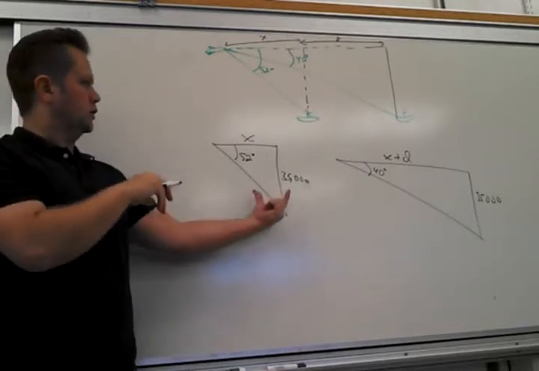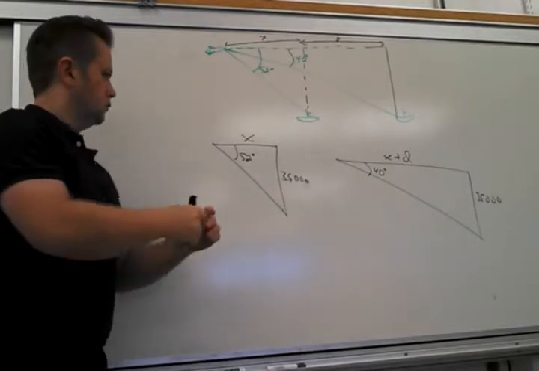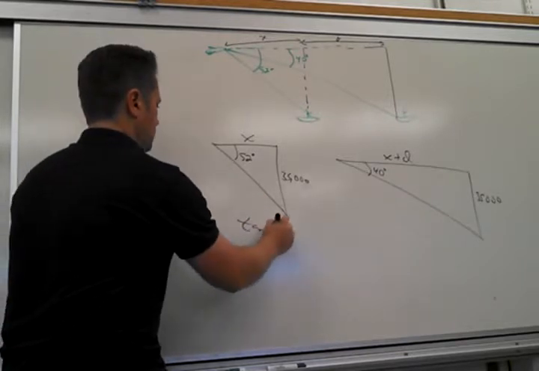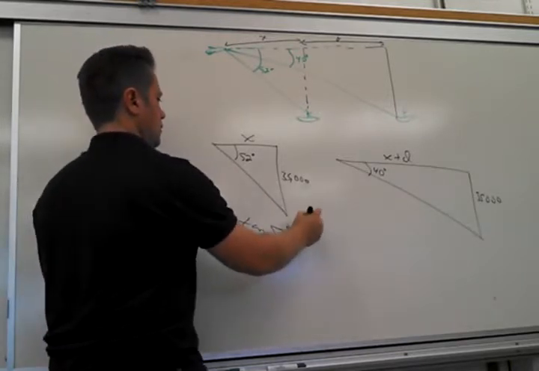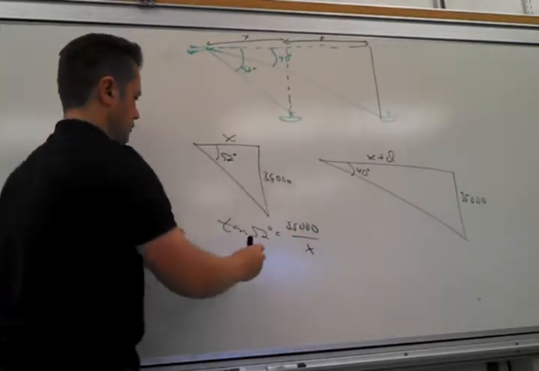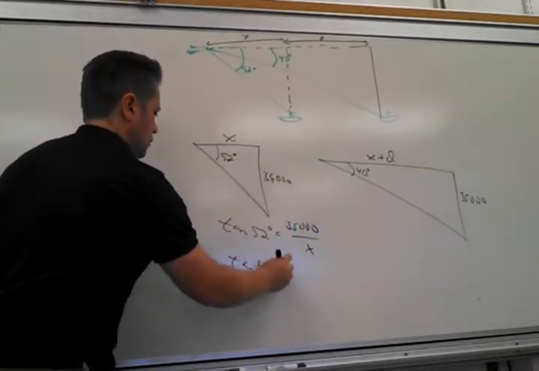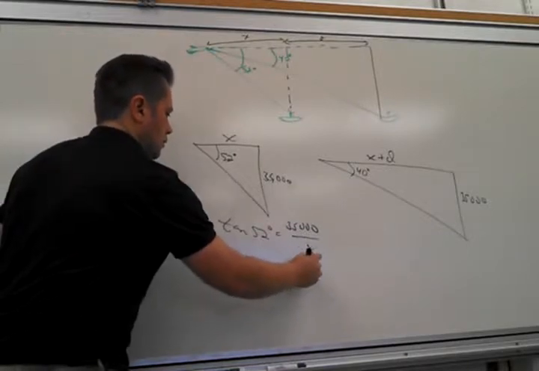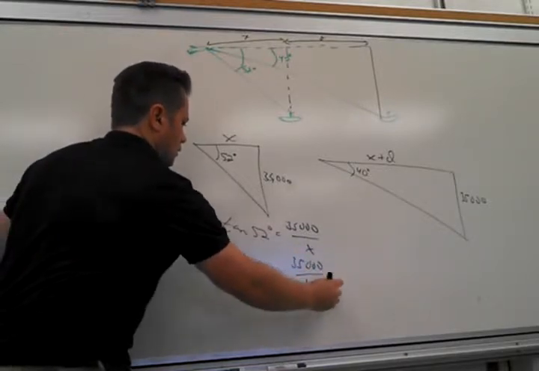So for this first one, what can I set up? Tan of 52 equals 35 over X. Beautiful. And then a very similar thing for over there: tan of 20 equals 35 over X plus D. All right, let me stop there.